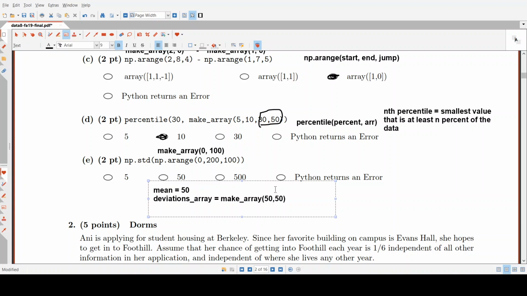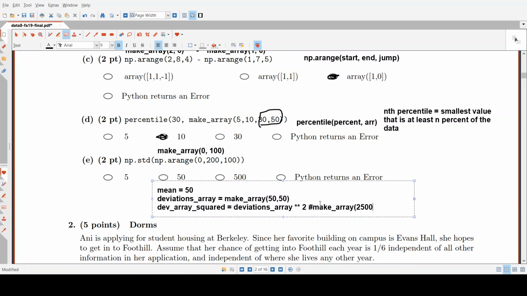And then the standard deviation is the root mean squared errors from the mean. So we can square these. So deviations array squared equals deviations array all squared, which would give, let's see, this would be the same as make array of 50 squared is 2,500, comma 2,500.